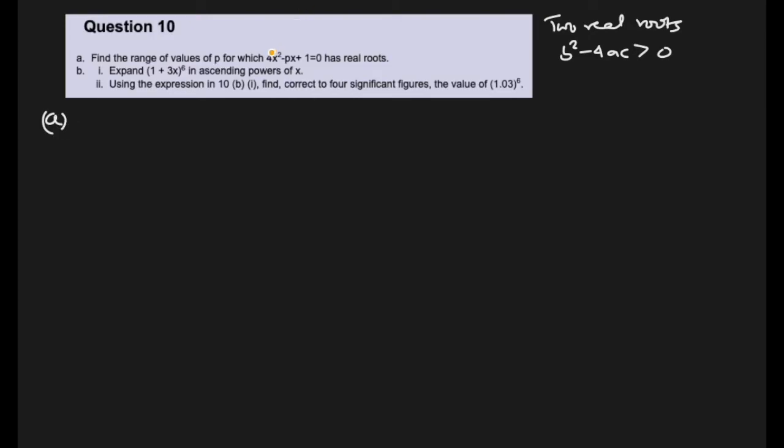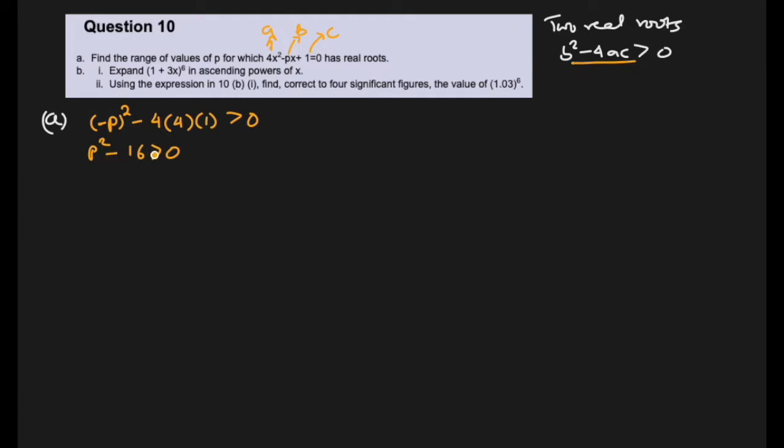Then what is a? A is 4. B is minus p, and C is plus 1. This is what we're going to use in this one. So minus p square minus 4ac has to be greater than 0. So this will be completely positive because negative is also inside the bracket. So the square will make it positive. Minus 16 greater than 0.